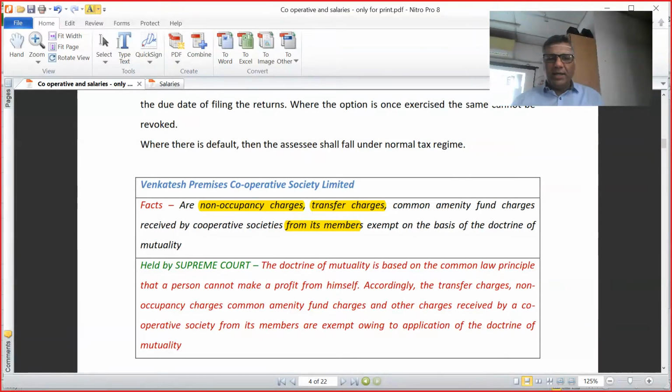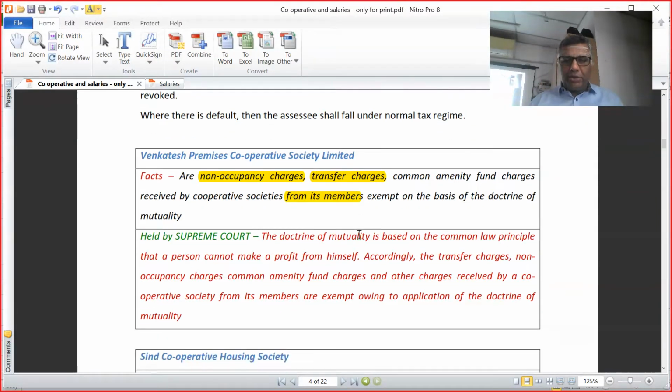Yes. Okay. It went up to the Supreme Court. The doctrine of mutuality is based on the common law principle that a person cannot make profit from himself. Accordingly, transfer charges, common amenity charges, non-occupancy charges received by a cooperative society from its members are exempt owing to the application of mutuality.